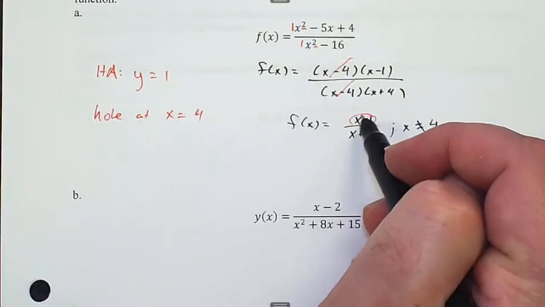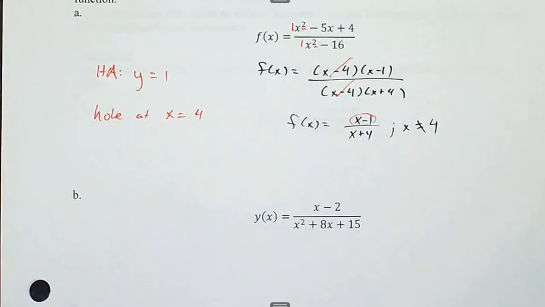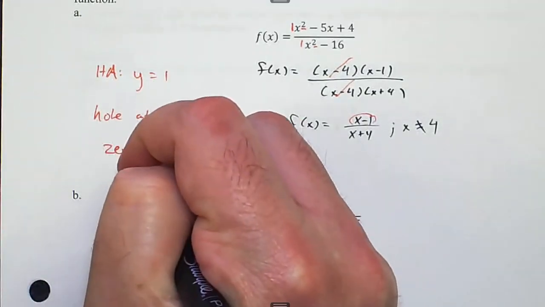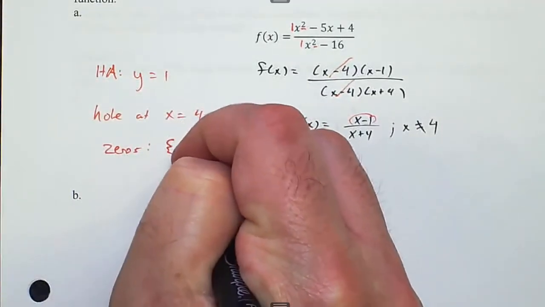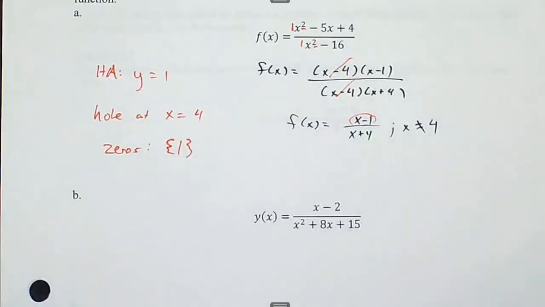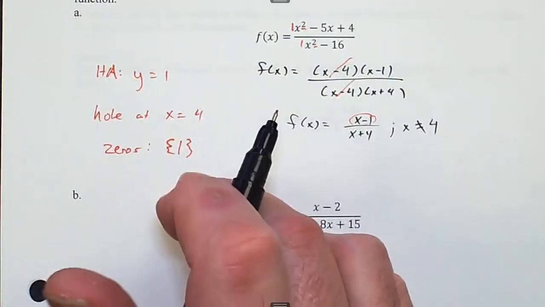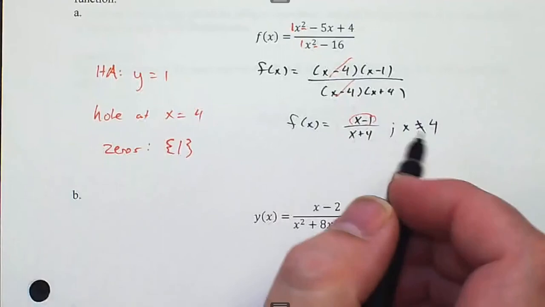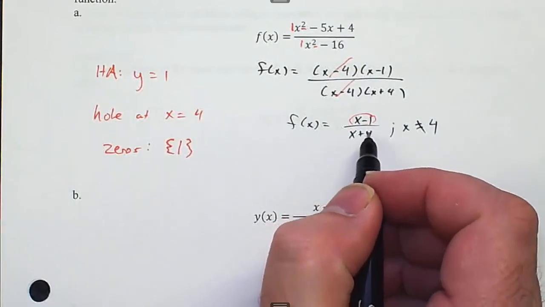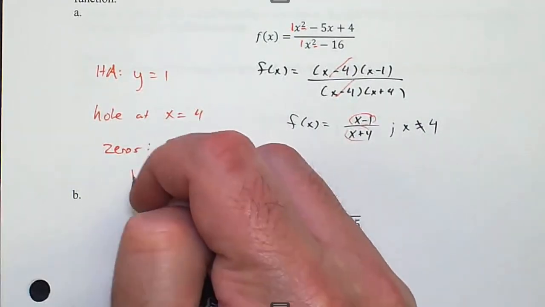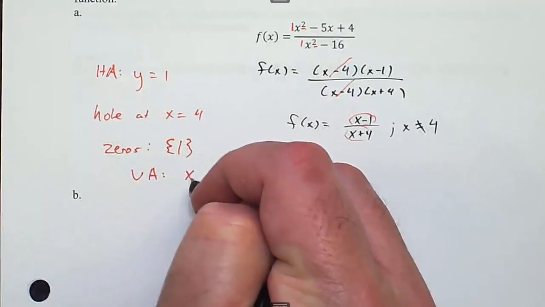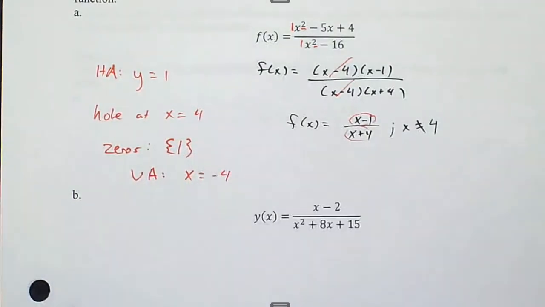Whatever makes the numerator 0 is a 0. So we have a 0 at 1. And I just put that in, that's a value, and I put it in set notation. Whatever makes the denominator 0 is a vertical asymptote, and that's a line. So you say x equals, and that'll be negative 4.